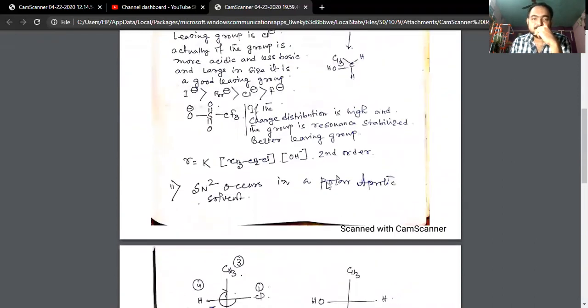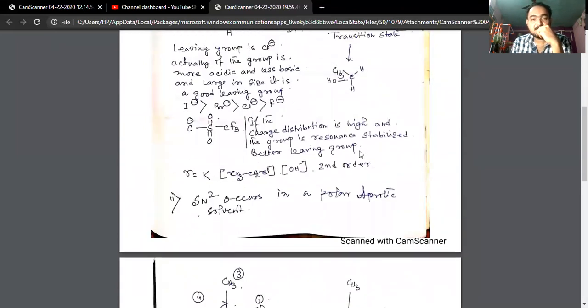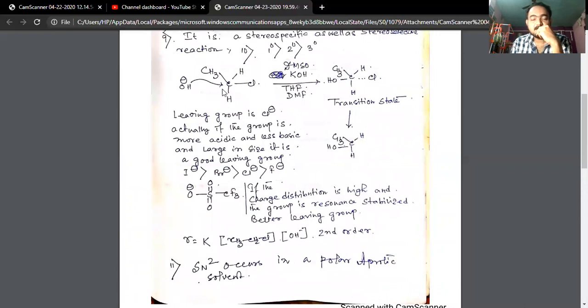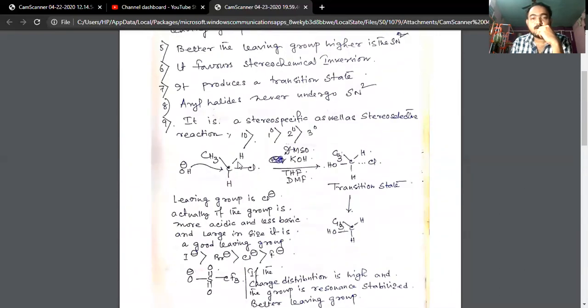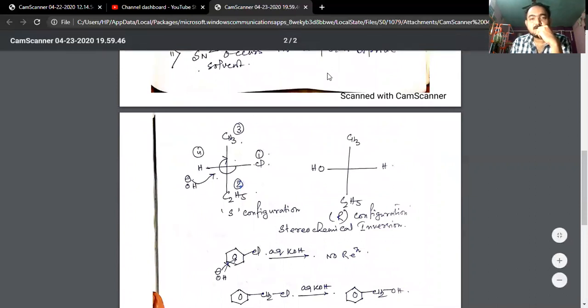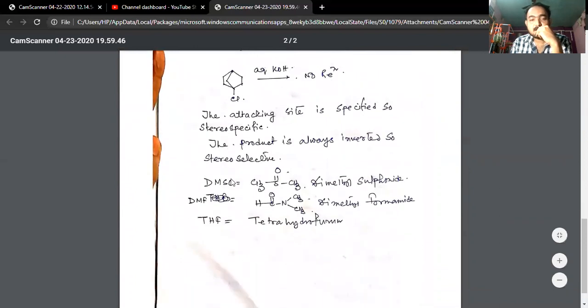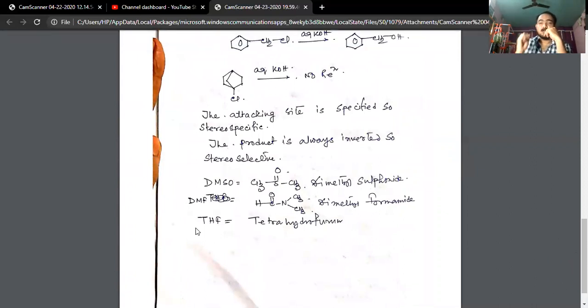Now you can see here it is a stereospecific as well as a stereoselective reaction. Stereospecific means the reaction site is specified, and always inverted products are produced, that's why it is stereoselective. SN2 occurs in a polar aprotic solvent. Wherever you see DMSO, DMF, THF, you will understand that this reaction is an SN2 substitution reaction.